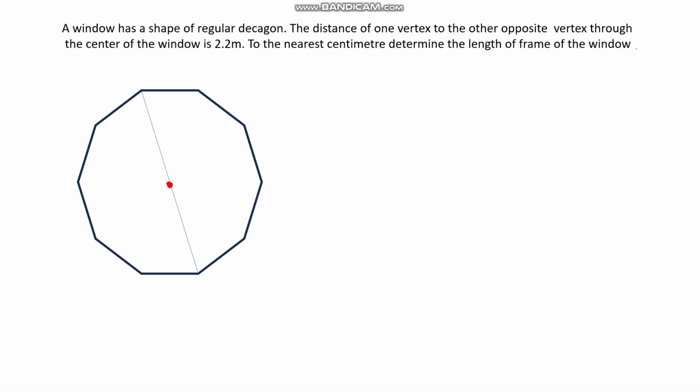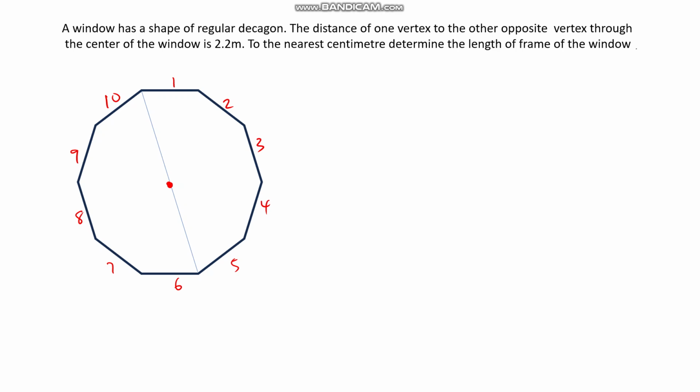So this is the work. The work says the window has the shape of a regular decagon. The word decagon simply means that it has 10 equal sides. So this is side 1, side 2, 3, 4, 5, 6, 7, 8, 9, and 10. Okay? So it's a regular decagon.